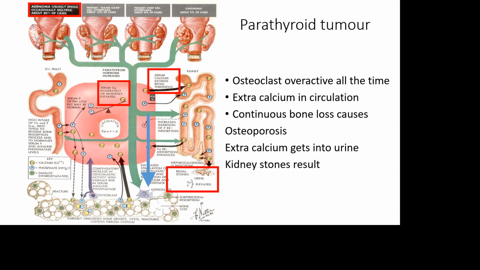So in a patient with primary hyperparathyroidism, you have a number of problems, but in particular you get fractures of your bone and kidney stones, and the high calcium can have effects on your brain and make you depressed.